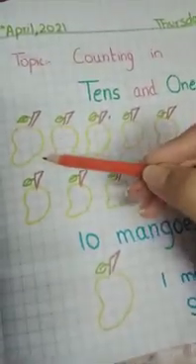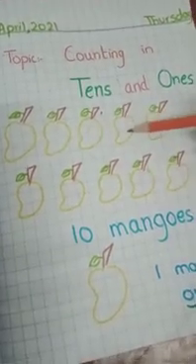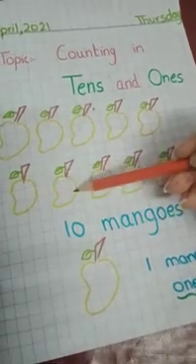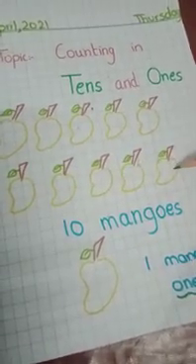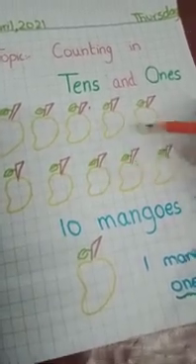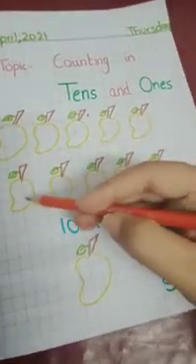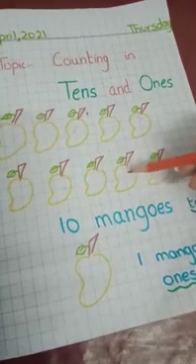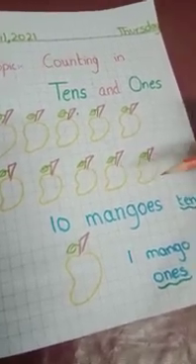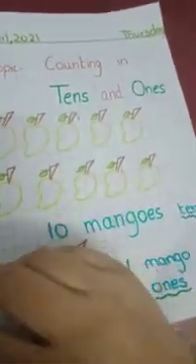Now we learn about the tens. 1, 2, 3, 4, 5, 6, 7, 8, 9, 10. How many mangoes are there? 10. That's why we call it tens. Again, 1 to 10. 10 mangoes, and we call it tens. All the things which you see that are 10, we call tens.